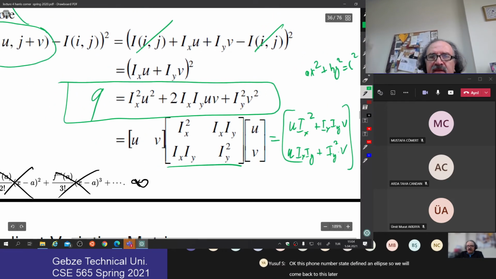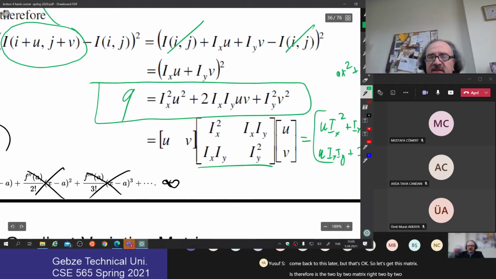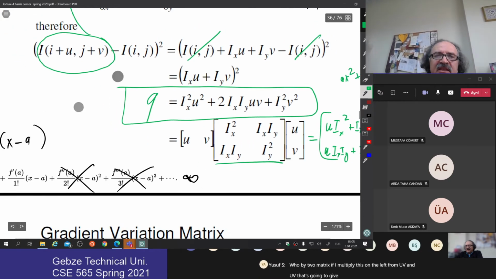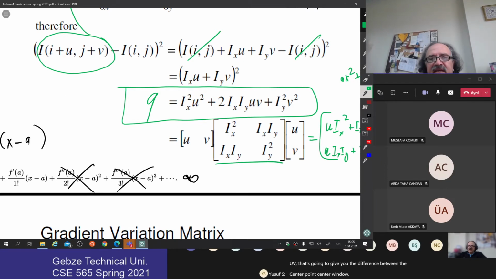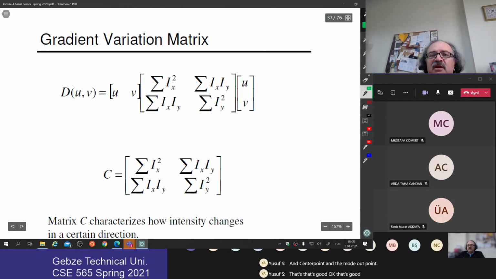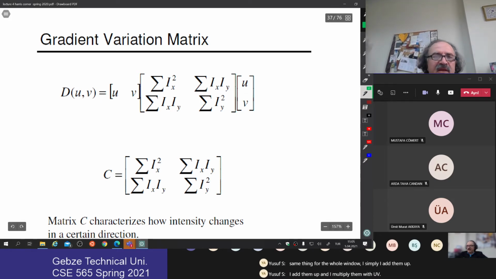That's okay. So let's look at this matrix. It's a 2x2 matrix, right? If I multiply this on the left by UV and UV, that's going to give you the difference between the center point of the window and the moved out point. That's good. So if I like to do the same thing for the whole window, I add them up and I multiply them with UV, and that's going to give me the DUV.